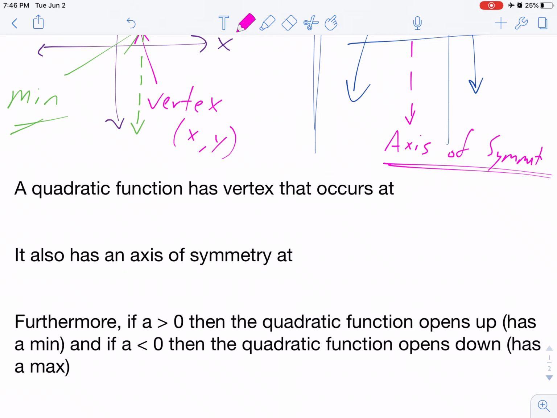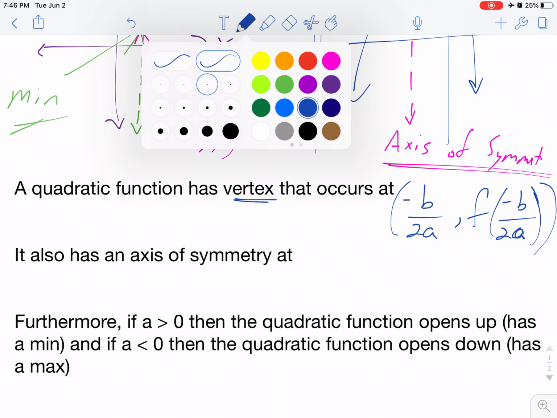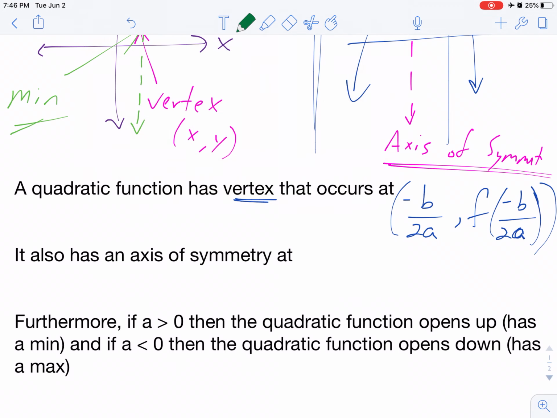So the rest of the notes basically go into more detail about how to find those. A quadratic function has a vertex that occurs at this ordered pair: negative b over 2a, comma, f of negative b over 2a. I know that might look like a mess, but I'll show you that it's not that bad. It's way easier than the quadratic formula.